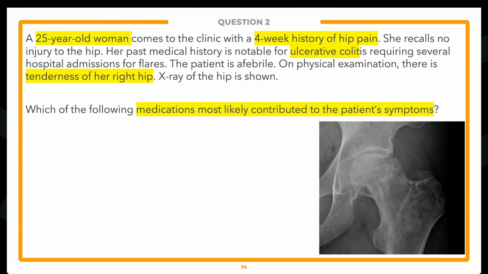The X-ray here is also a big clue. Again, you don't have to be a radiologist. You don't have to read every X-ray in detail, but there are some classic findings on this X-ray. And if you don't see it, that's okay. We'll go over it. But even without the X-ray, I should be able to get to this answer. So let's take a moment, think about what the diagnosis could be as we put the list of medications out there.